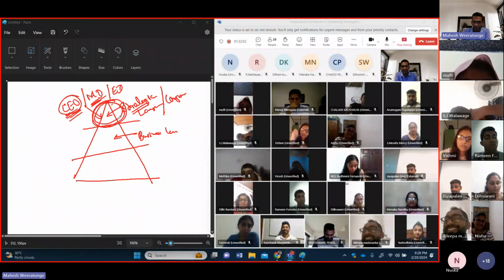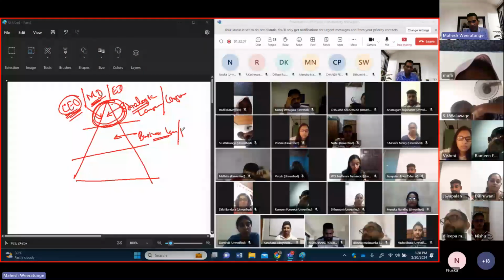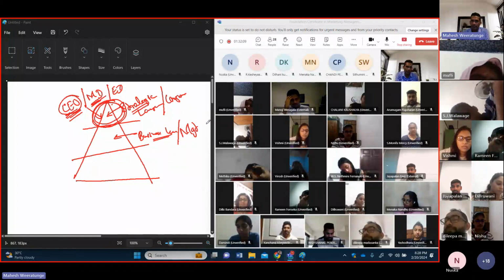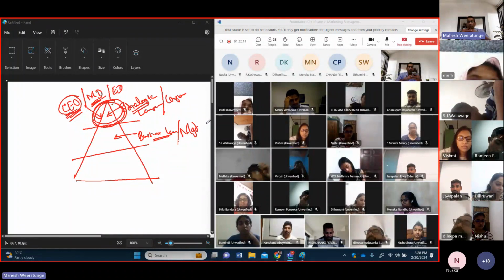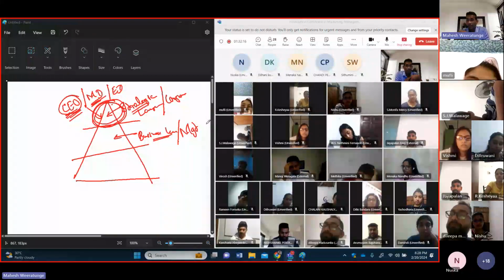Now the second layer is the business layer, and we call it the management layer. Management layer. Second layer, what do we call it? Business layer. And we call it the management layer. Who are they?